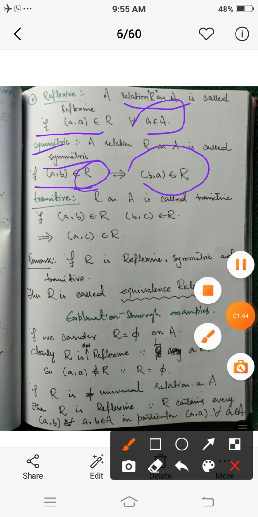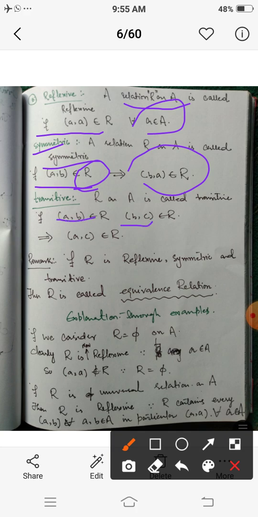Now the third one is the transitive relation. A relation R on A is said to be transitive if, whenever (a, b) and (b, c) belong to R, this implies that (a, c) belongs to R. That is, whenever a is related to b, meaning (a, b) belongs to R, and b is related to c, meaning (b, c) belongs to R, this should imply that (a, c) belongs to R, meaning a is related to c. Then we say that R is a transitive relation.